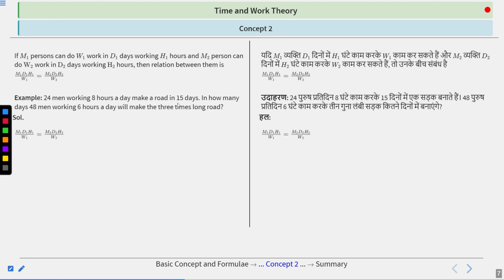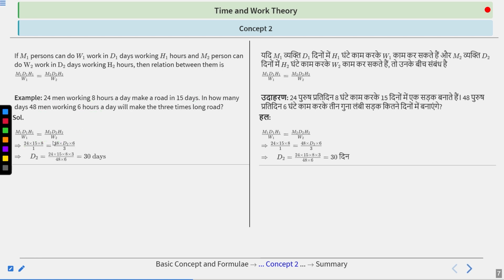Clear? For the solution, we are using this formula: M1 D1 H1 upon W1 equals M2 D2 H2 upon W2. So put the value of M1, which means 24 men. Clear? So we put 24 multiplied by D1. In how many days is it taken? 15 days, so D1 is 15. How many hours in a day do they work? 8 hours, so multiply by 8 for 1 unit of work, W1. Because the question says in how many days they complete 3 times the work, 48 men are working 6 hours a day and we need to calculate D. So dividing by 3, because there are 3 units of work.